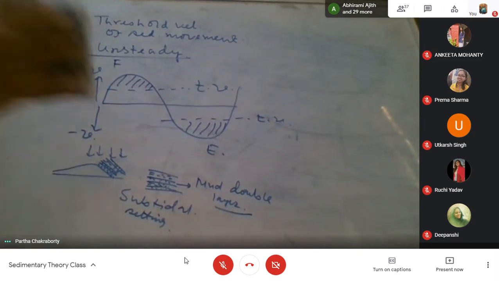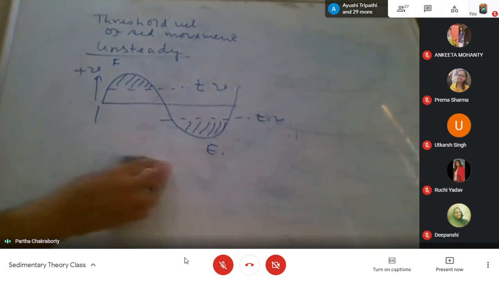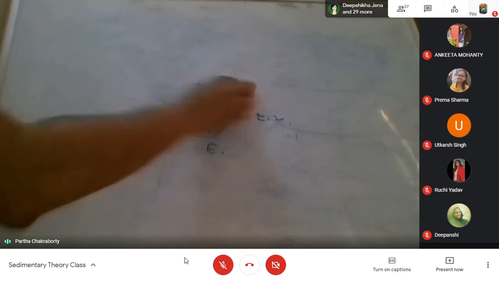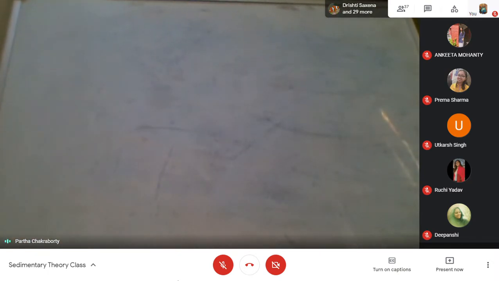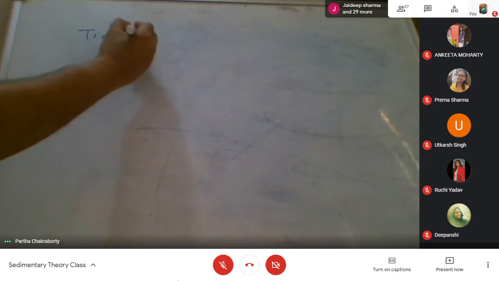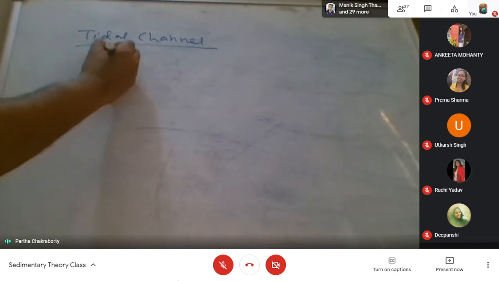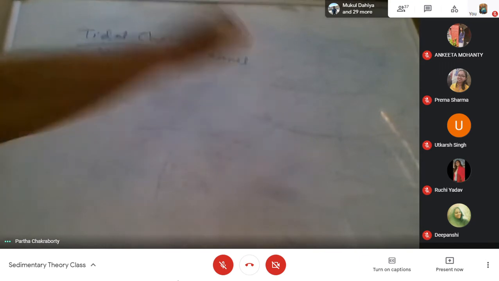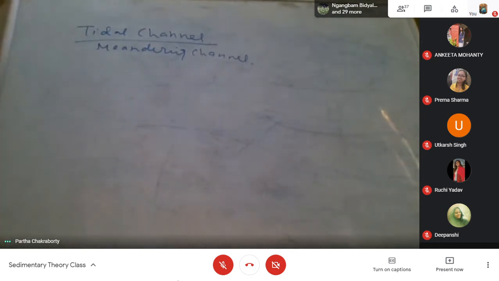Okay. Now, once we have discussed this typical character or unsteadiness of the tide, I come on to the discussion of the tidal channel. Now, tidal channel, it is just similar to a fluvial channel. It is more similar to a meandering channel. The product of tidal channel will be similar, except that the grain size will be much finer.